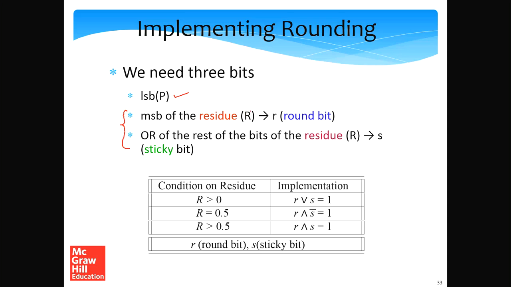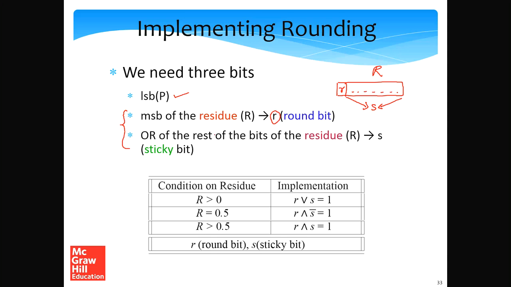So let us consider the residue, and let us refer to its most significant bit as R, or the round bit. Let the logical OR of the rest of the bits of the residue, a simple OR operation, be referred to as S. If S is 1, it means that at least one of these bits is 1. If S is 0, it means that all of these bits are 0. I claim that just with the R and S bits, we'll be able to evaluate all the conditions.